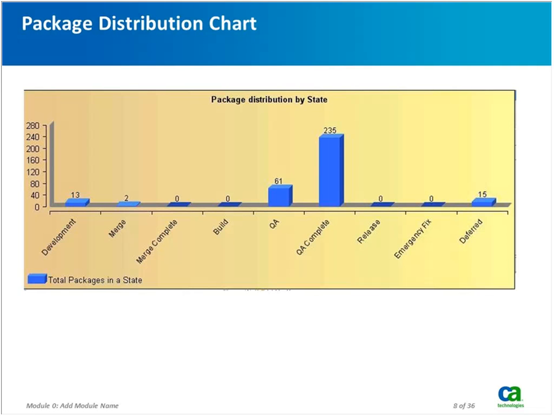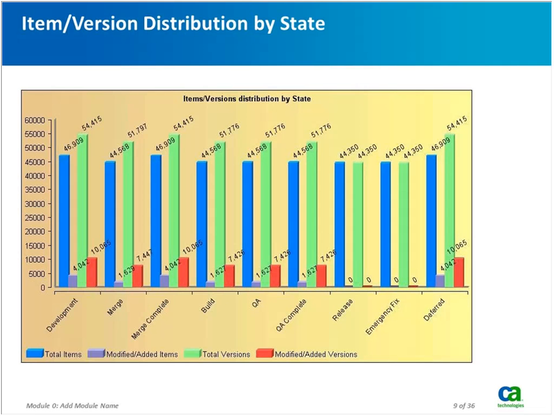And this is just what they look like, the out-of-the-box report. Now, there's quite a bit of data here for this particular report. Mine wouldn't look quite as pretty, but that's the distribution by state report. Versions, items and versions by state. So how many items are in each state, what's modified, total versions, total items, modified or added items.